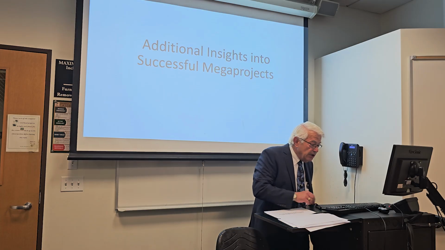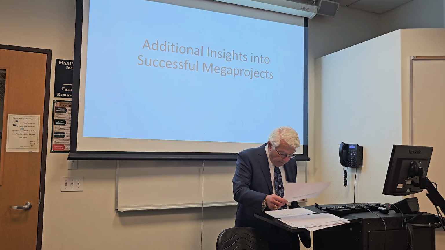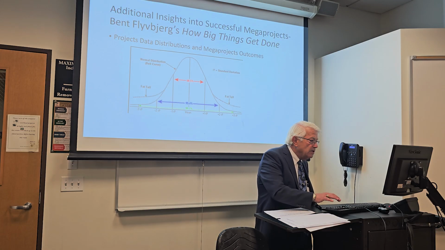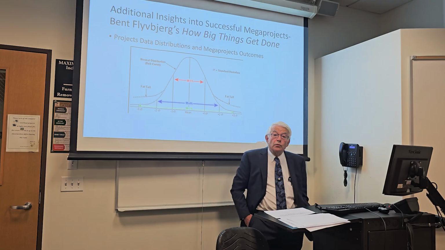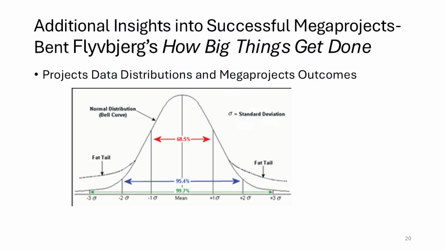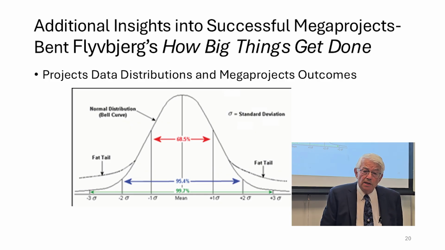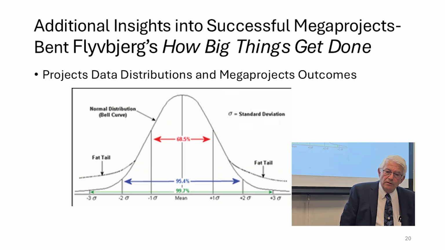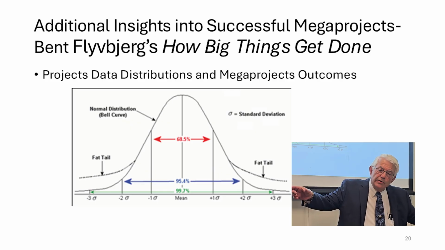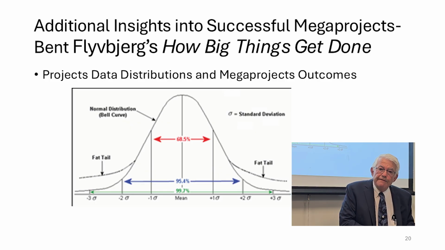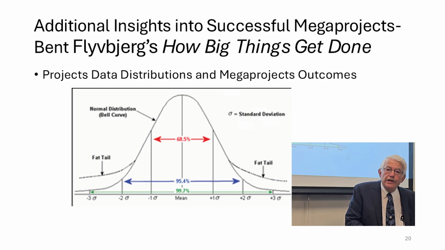And then we have a section called Additional Insights into Successful Megaprojects. And I've just got a couple slides. This is based on a recent book. All the slides aren't from the book, but many are the techniques from the book. And this is a picture of a normal distribution. So if you've taken statistics courses in the past, this will be familiar. And I just want to point out where it says fat tail. So these are the two ends of the distribution. So on the top, you see a fatter tail distribution, and below that, you see a thinner tail distribution.